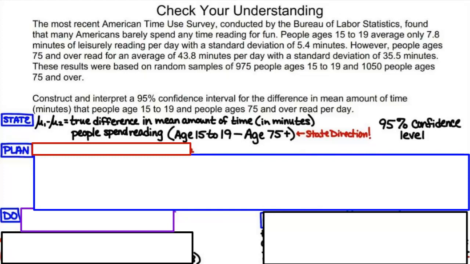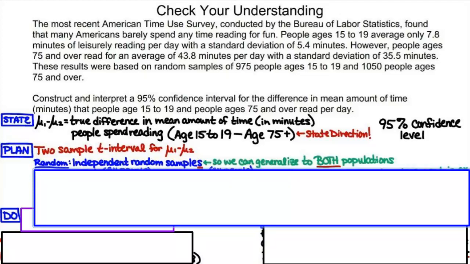Plan, we got to do two things. What's the two things we do in the plan step? Name and check conditions. What is the name of this test? Absolutely correct. Two sample t interval for mu1 minus mu2. Do we get random? Yes. Independent random samples. It says based on random samples of 975 and 1050. So we have independent random samples.